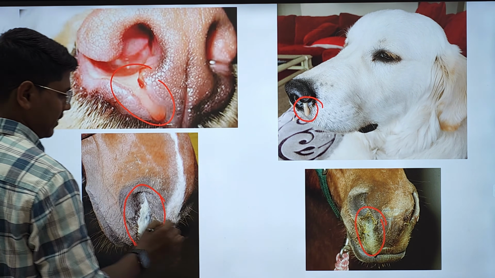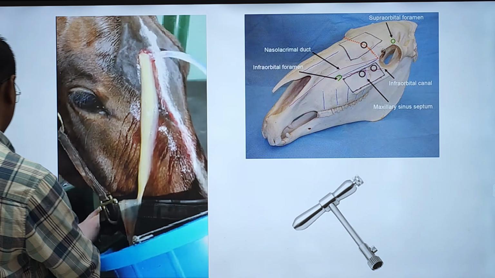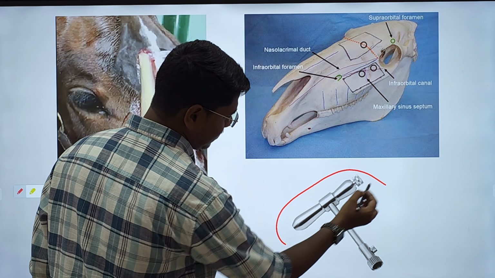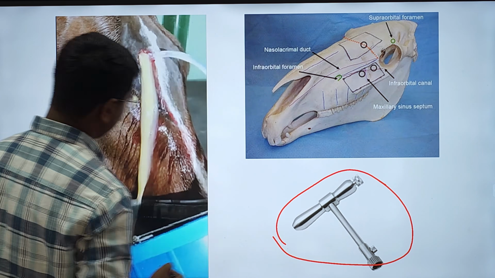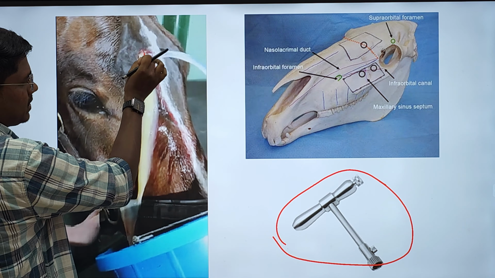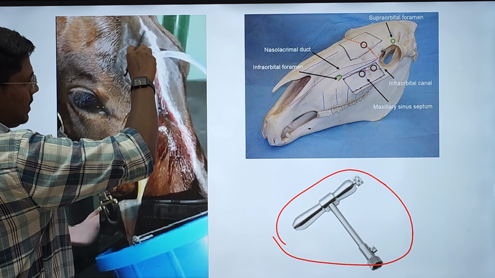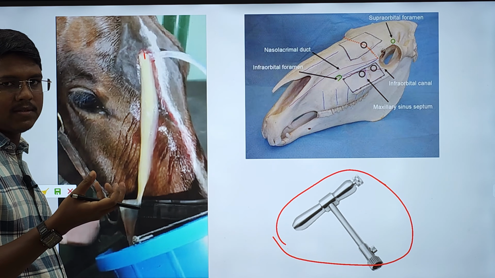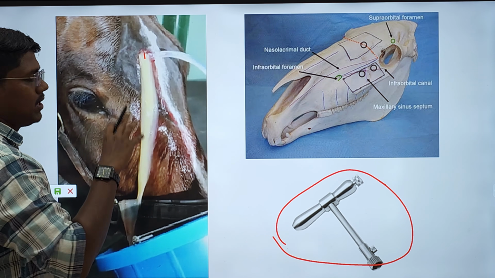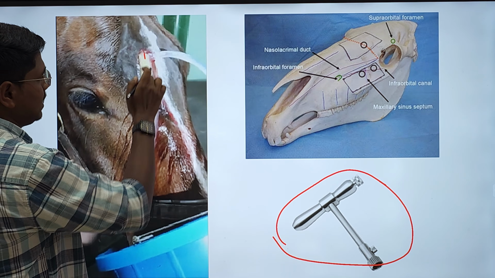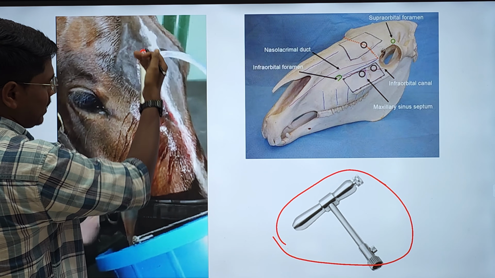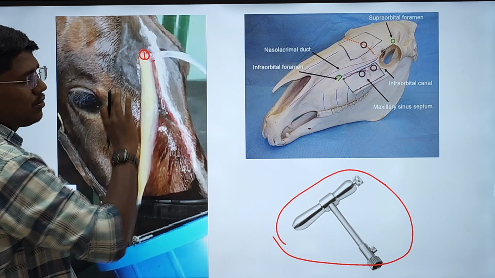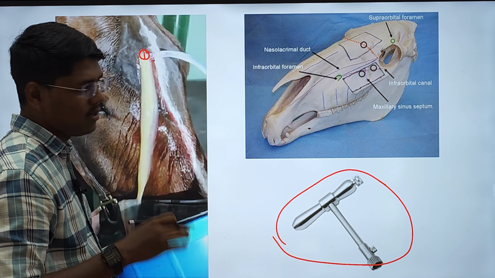So what do you have to do? You have to do trephining. This is the instrument known as a trephine. You have to spread the skin, then by trephining, if it is the maxillary sinus, open the maxillary sinus, or if it is the frontal sinus, open the frontal sinus. Evacuate all the pus accumulated in the sinus. You can do rinsing with normal saline or any sterile water.